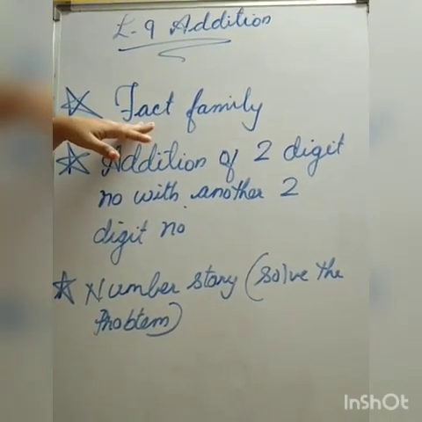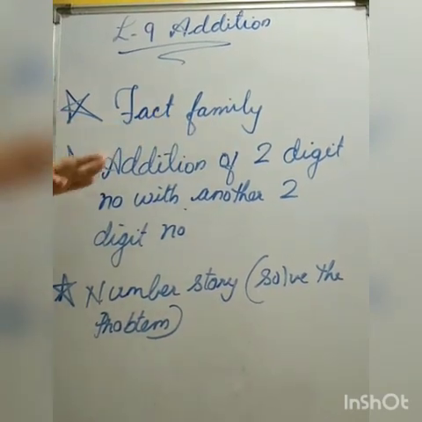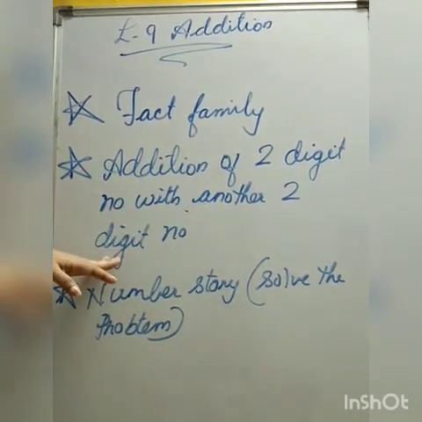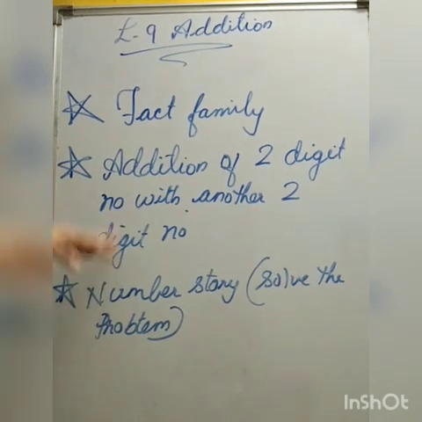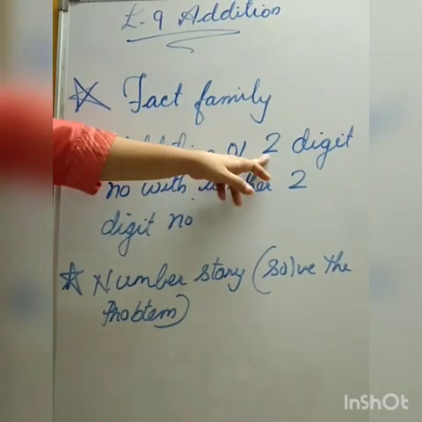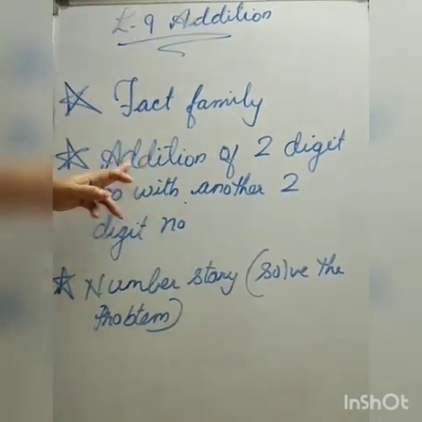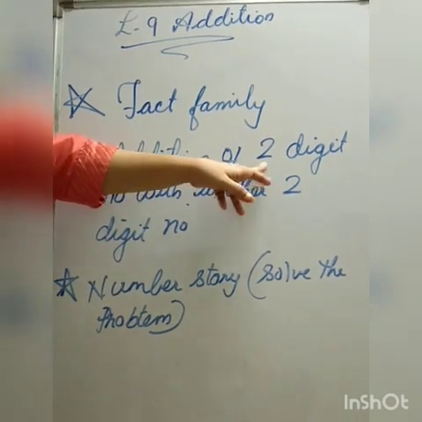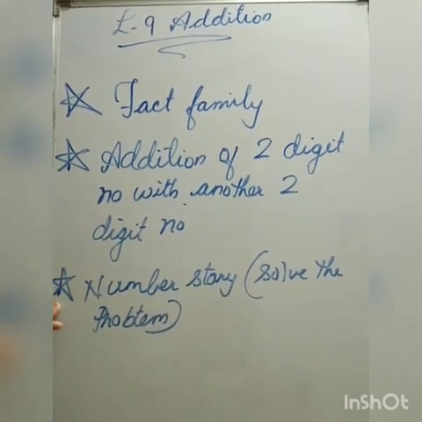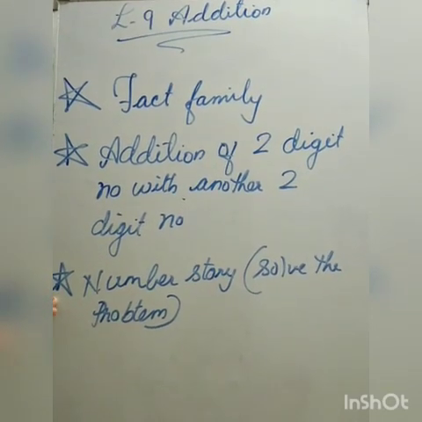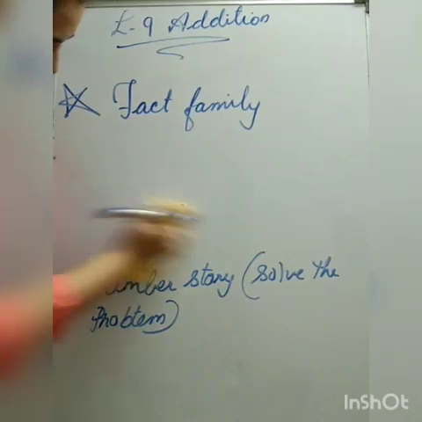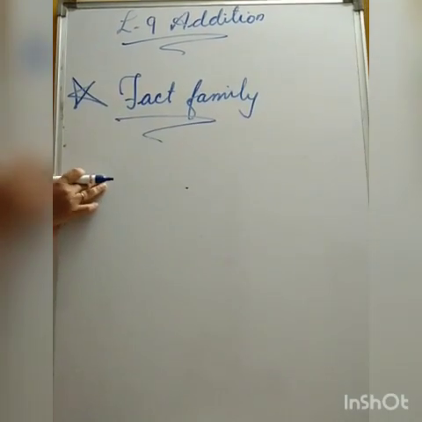In this class, we will learn fact family. Addition of two-digit number with another two-digit number. We already learned in the last class addition of one-digit number with one digit, addition of two-digit number with one digit. In this class, we will learn addition of two-digit number with another two-digit number. Then lastly, solve the problem. First of all, fact family.